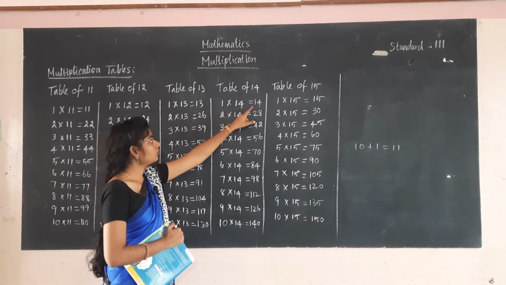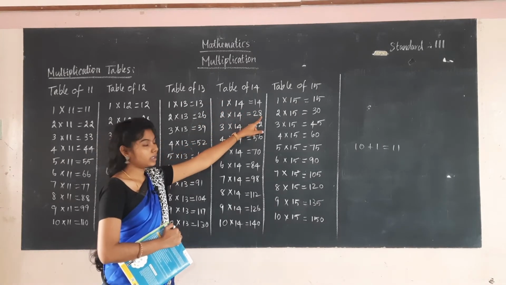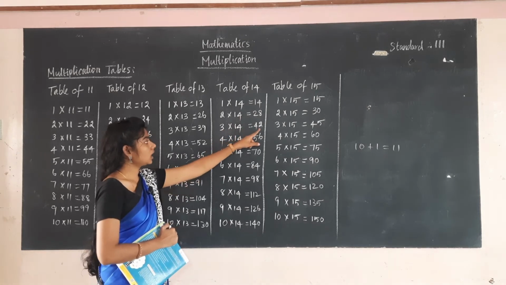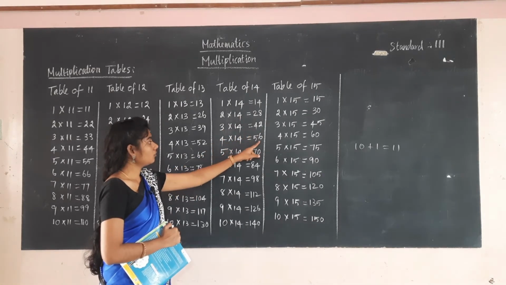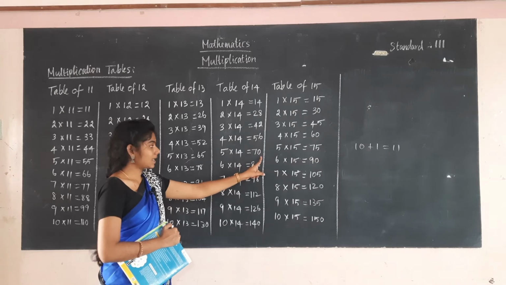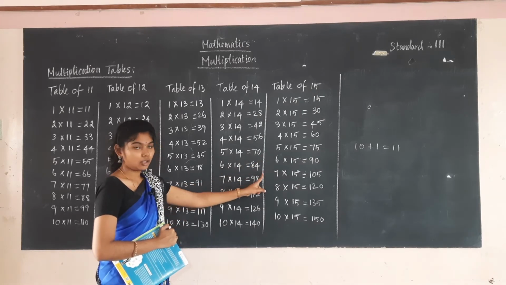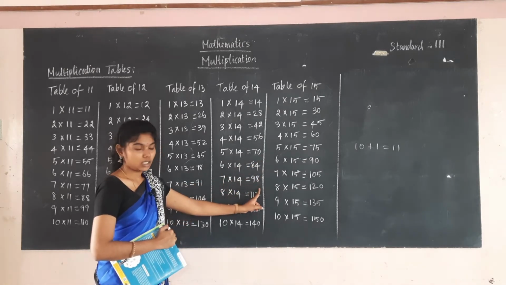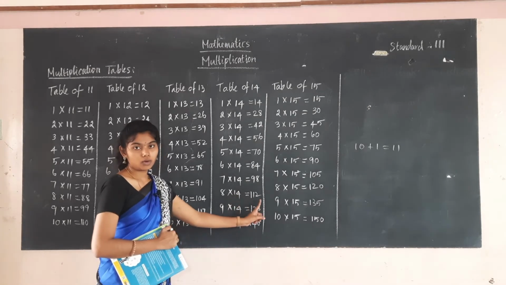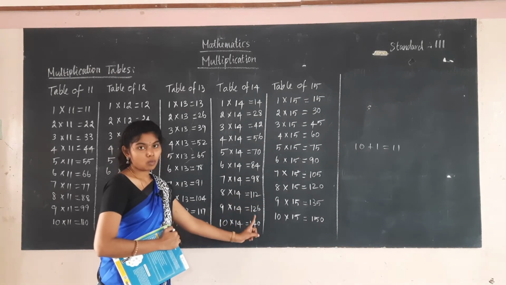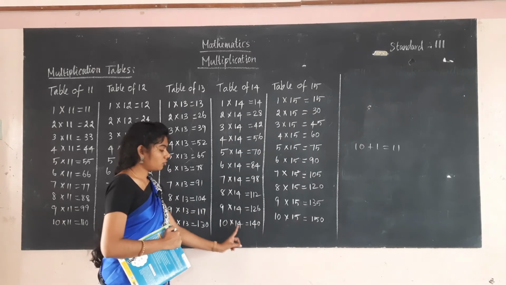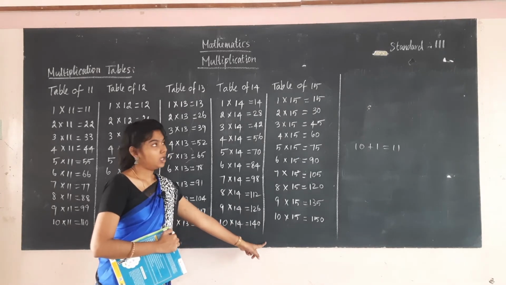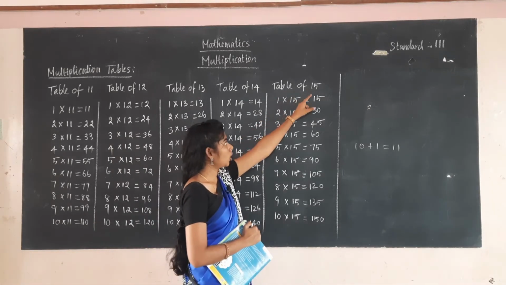1 14 is 14, 2 14s are 28, 3 14s are 42, 4 14s are 56, 5 14s are 70, 6 14s are 84, 7 14s are 98, 8 14s are 112, 9 14s are 126, 10 14s are 140. Now we shall see the last one, the table of 15.